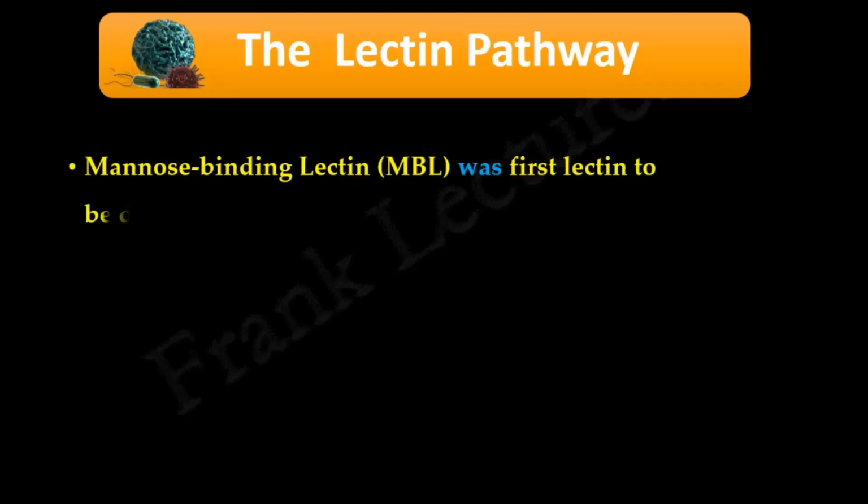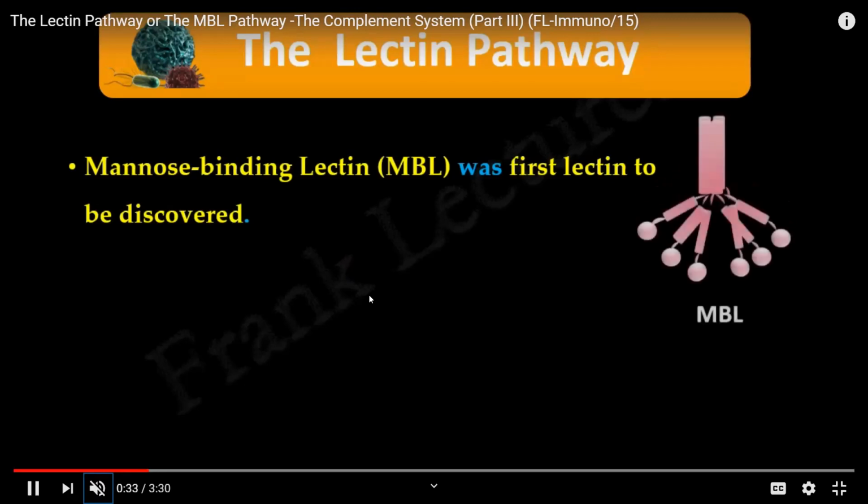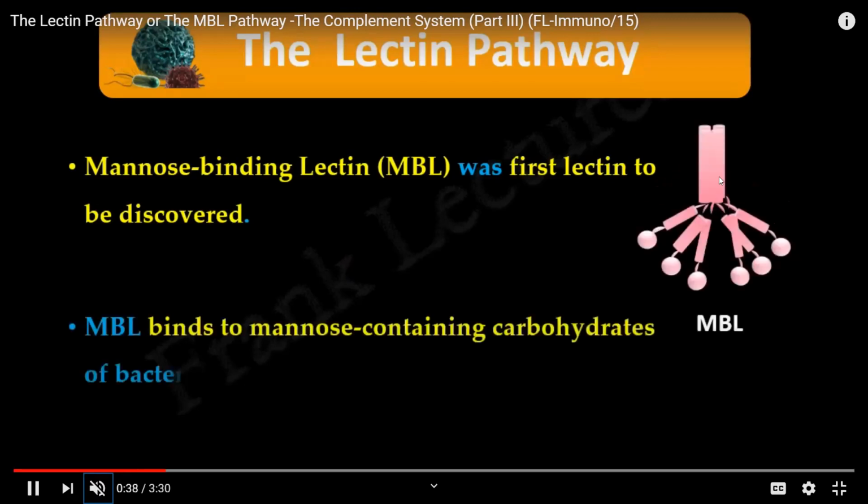Now, what will happen in this particular pathway? The lectin which binds to mannose, known as mannose binding lectin, was the first lectin to be discovered. This mannose binding lectin looks like this. It's known as MBL. This MBL binds to mannose containing carbohydrates, those carbohydrates which contain mannose.